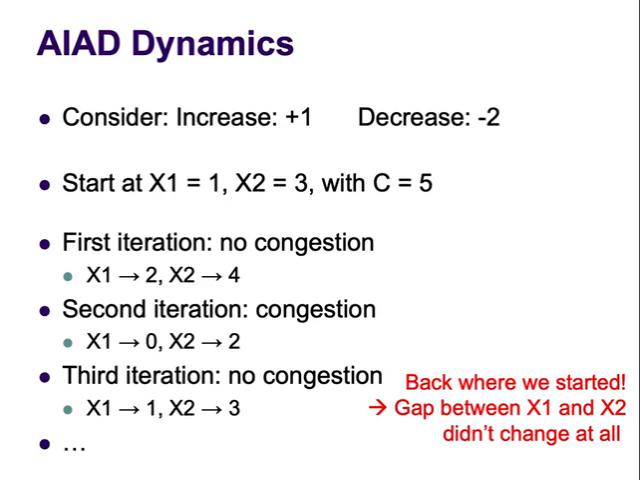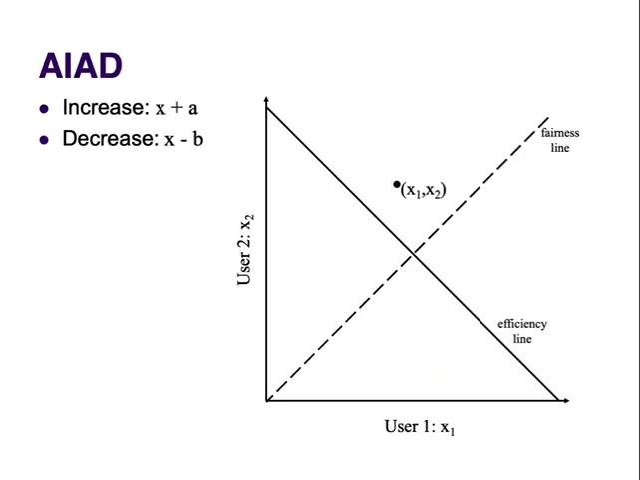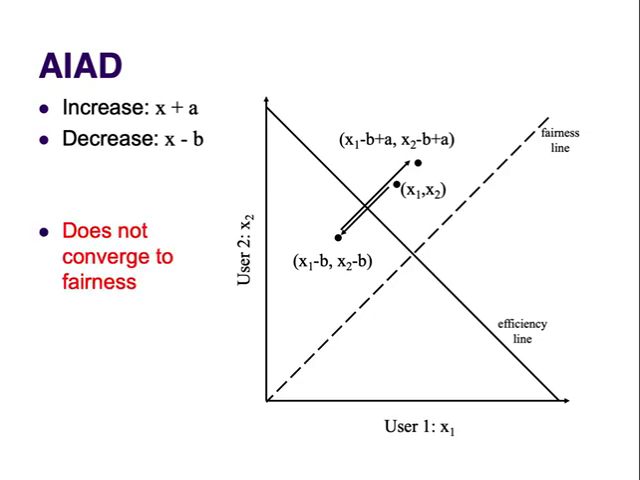What that looks like in our graph here is that if you started with x1, x2, and you're doing AIAD, when you decrease, you move down along a line that has a slope of 1. When you increase, you're going back up along the same line with a slope of 1. So you're never moving your operating point towards the fairness line. Does that make sense to everyone? So it doesn't converge to fairness.